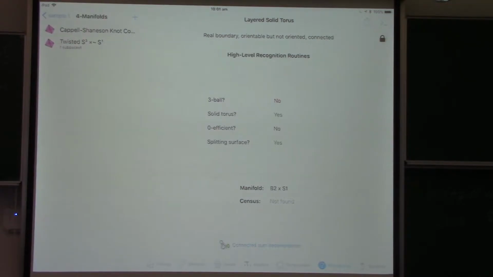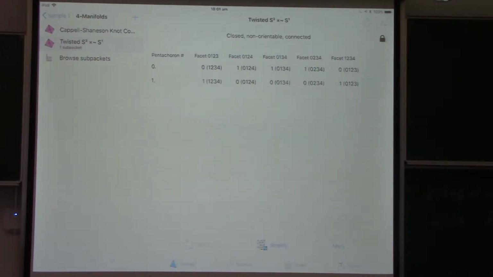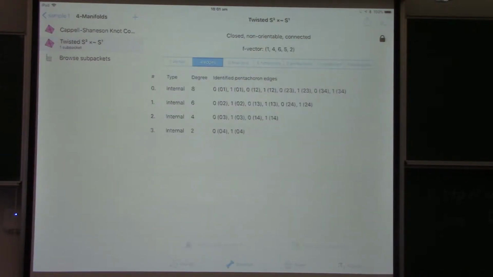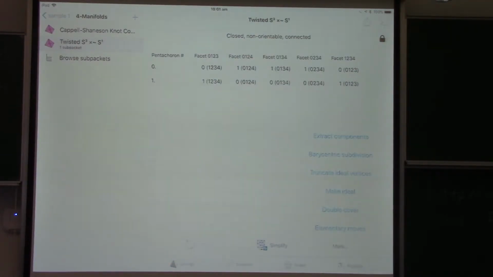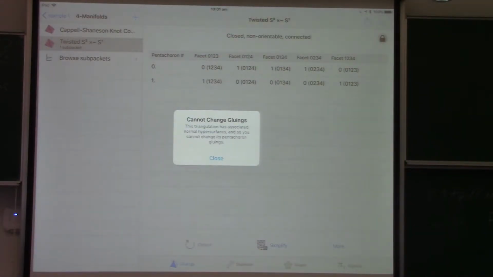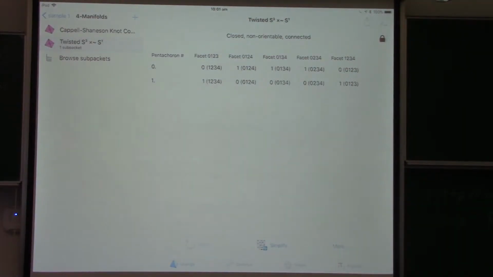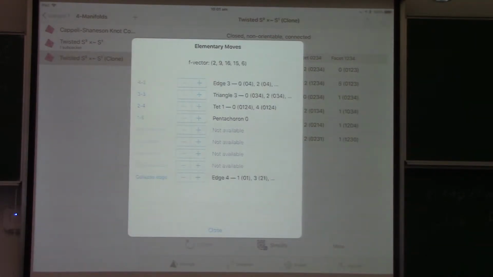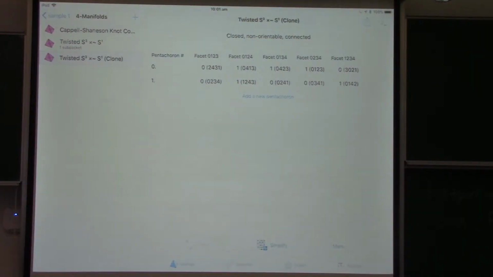Let's pull up a 4-manifold. Here's the twisted 3-sphere cross 1-sphere. 2 4-simplices. Here they are. Again, you can do, so you've got elementary moves. But because it's got normal hypersurfaces attached, it won't let you change the triangulation, because the normal hypersurfaces are relative to the triangulation. So let's clone it and change the clone. So let's do some elementary moves, right? So we can do a 1-5 move and a couple of 2-4 moves and maybe this 3-3 move and collapse an edge and so on, right? So you've got the combinatorics of wrangling triangulations.